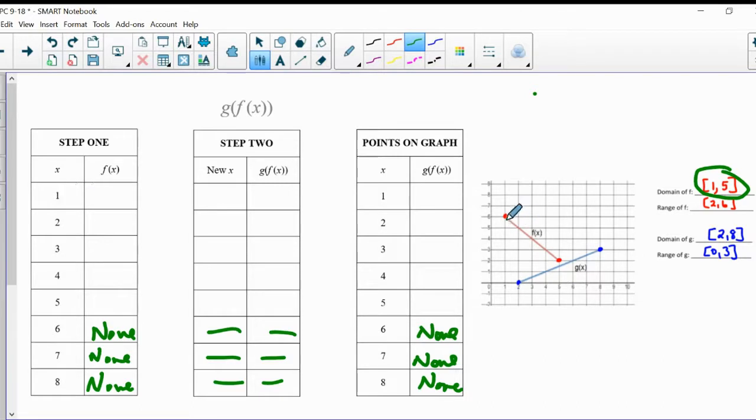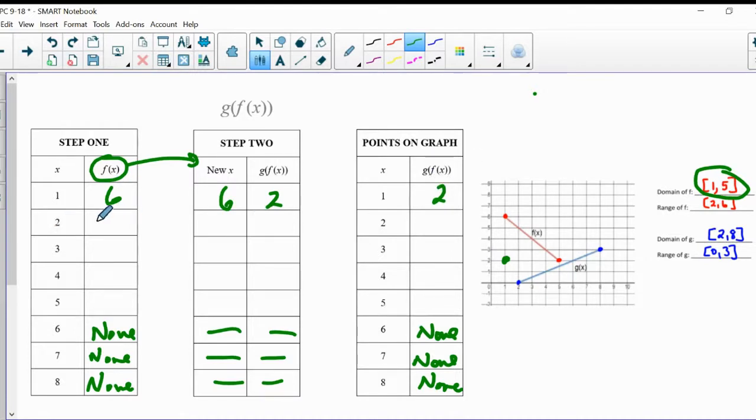So if I substitute 1 into f, I get 6. That becomes the new x value. So once again, the y value on f becomes the new x value when I substitute it into g. So now I'm going to do g of 6, and g of 6 is 2. So (1, 2) is going to be on my new graph of g of f of x.